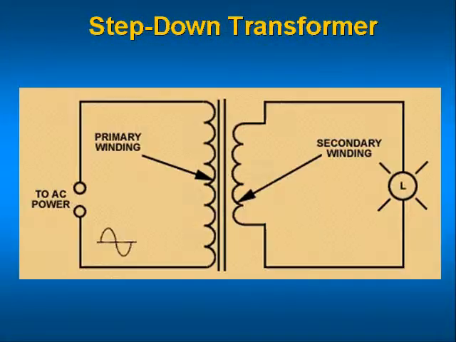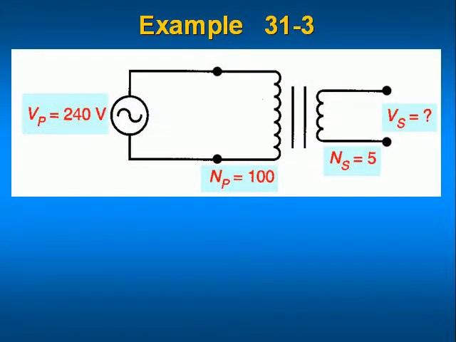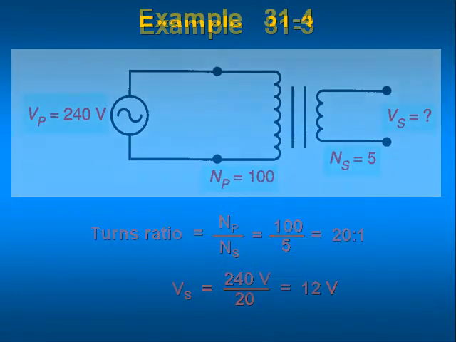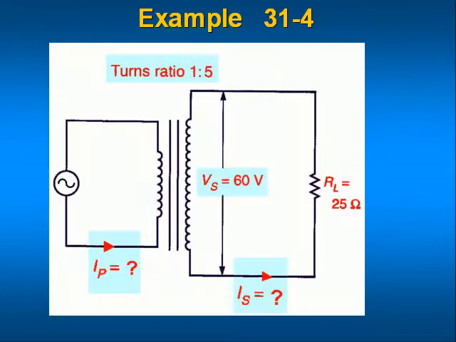This is a step-down transformer because the primary winding contains more turns than the secondary winding. Since the turns ratio is 20 to 1, the secondary voltage will be 1/20th of the primary voltage, or 12 volts in this example. This is a step-up transformer where the turns ratio, secondary voltage, and load resistor are given.